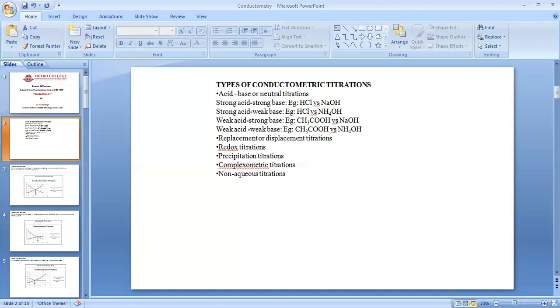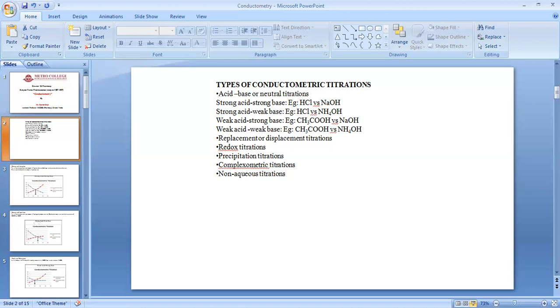which is shown by this graph. Whenever the titration of ferrous ions and dichromate ions starts, there is a decrease in the conductivity, but as soon as it reaches the end point, due to the presence of excess amount of titrant, there is stability in the conductivity.